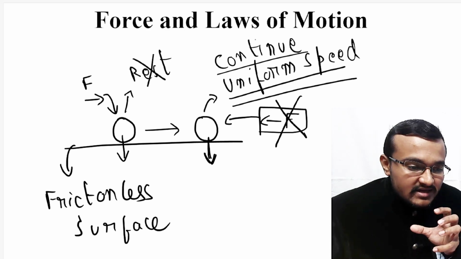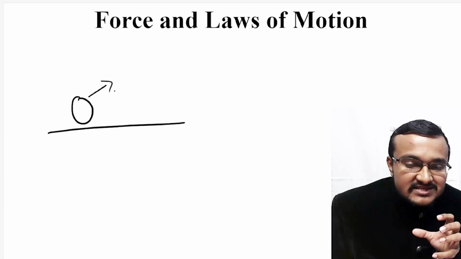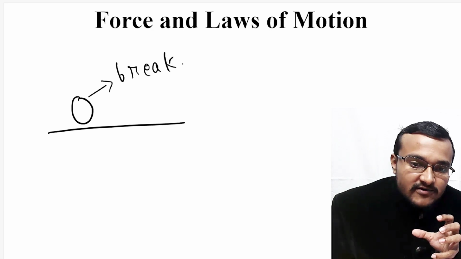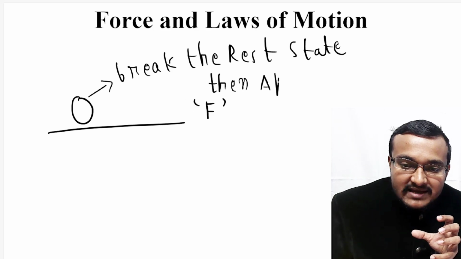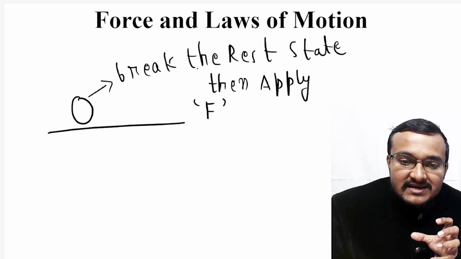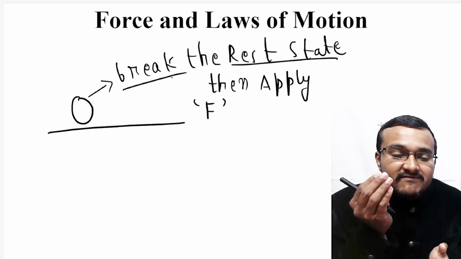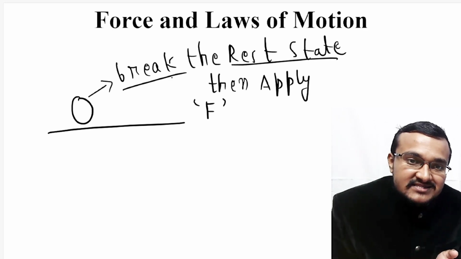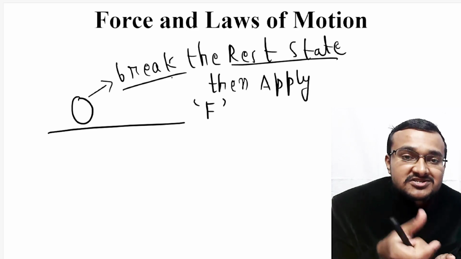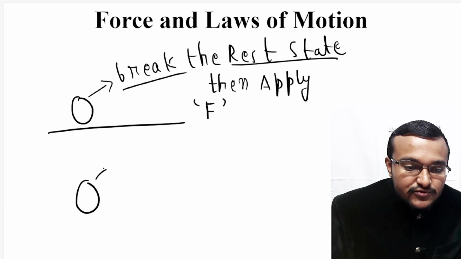So let's say there is an object. If you want to break the rest state of this object, then you should apply some amount of force F, and then only will this rest state be broken. So only when you apply a certain amount of force, the state of rest of an object is converted to a state of motion. After some time, this object reaches uniform speed.